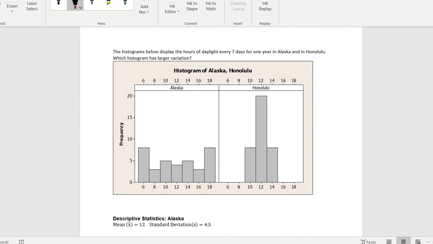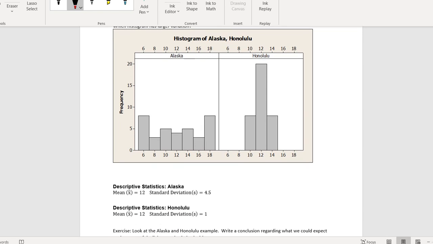So in the next example, we're going to be comparing Alaska, which is Anchorage, Alaska, to Honolulu, Hawaii. Now, both of these areas have an average of 12 hours of sunlight per day. However, the amount of daylight that you see throughout the year is very different.